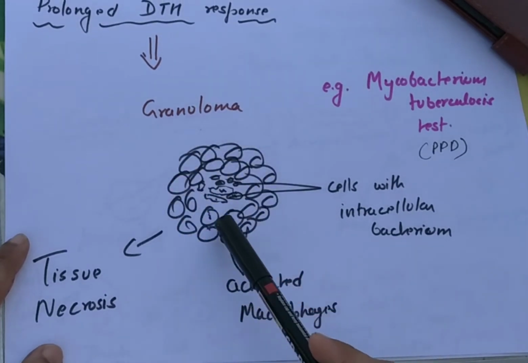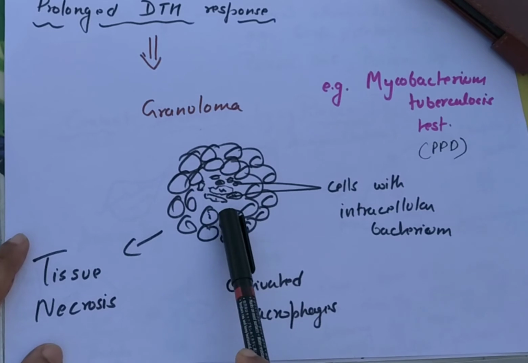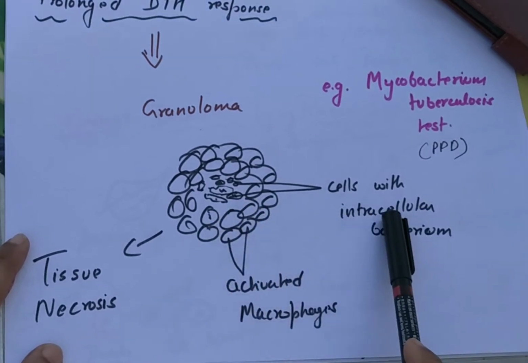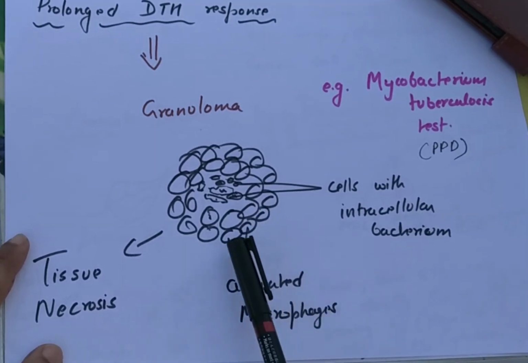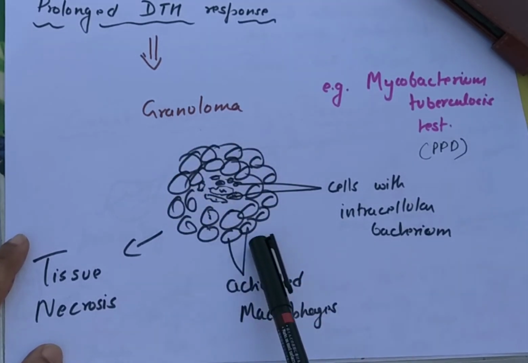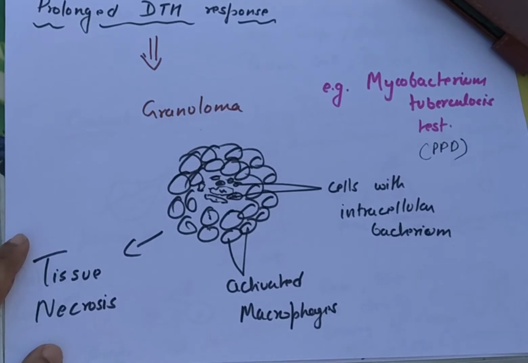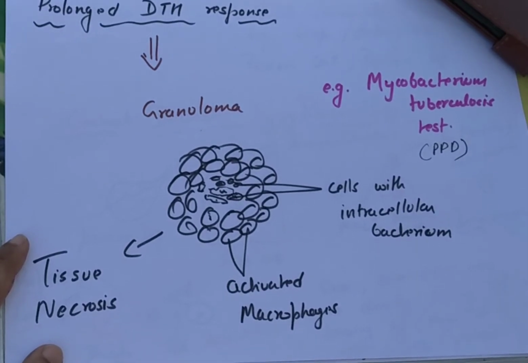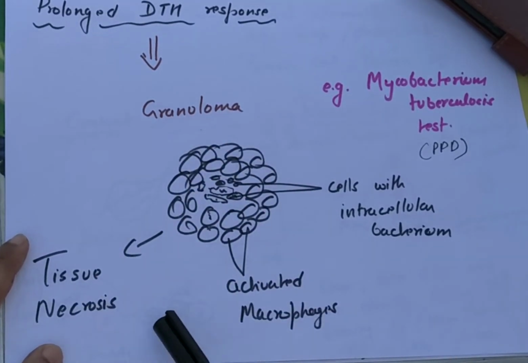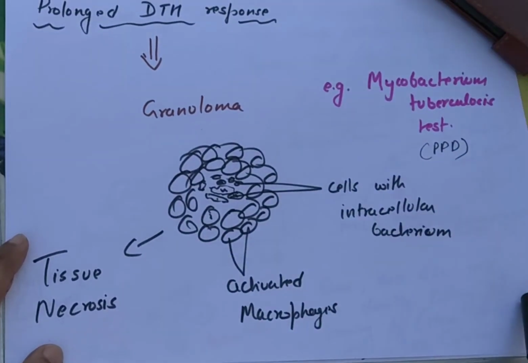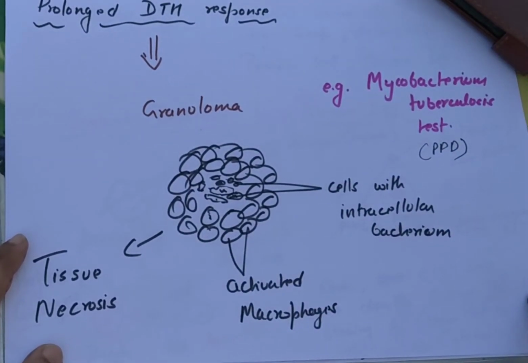They come and accumulate at the site where the Mycobacterium infection was. These are the cells having intracellular bacterium, and these activated macrophages come and surround these cells, and then they release their enzymes. What does that cause? It causes tissue necrosis. It causes damage to the tissue which was having those bacterium. So instead of killing the bacterium alone, what is it doing? It is doing tissue damage. It is causing tissue necrosis.